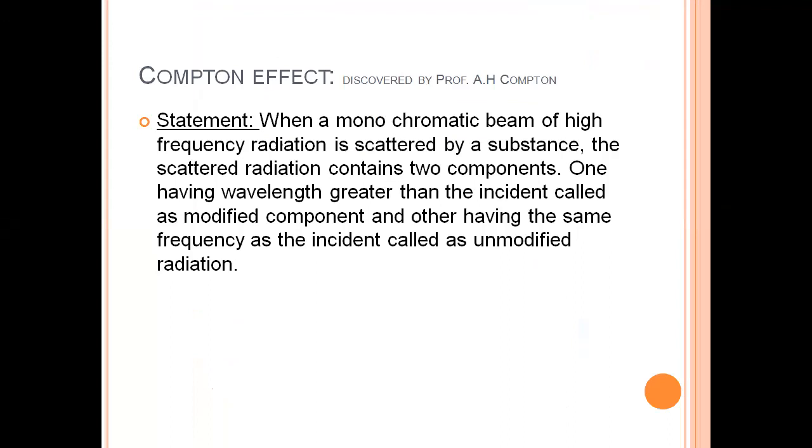Compton effect is stated as: when a monochromatic beam of high frequency radiation is scattered by a substance, the scattered radiation contains two components, one having wavelength greater than the incident, called the modified component, another having the same frequency as the incident, called unmodified radiation.